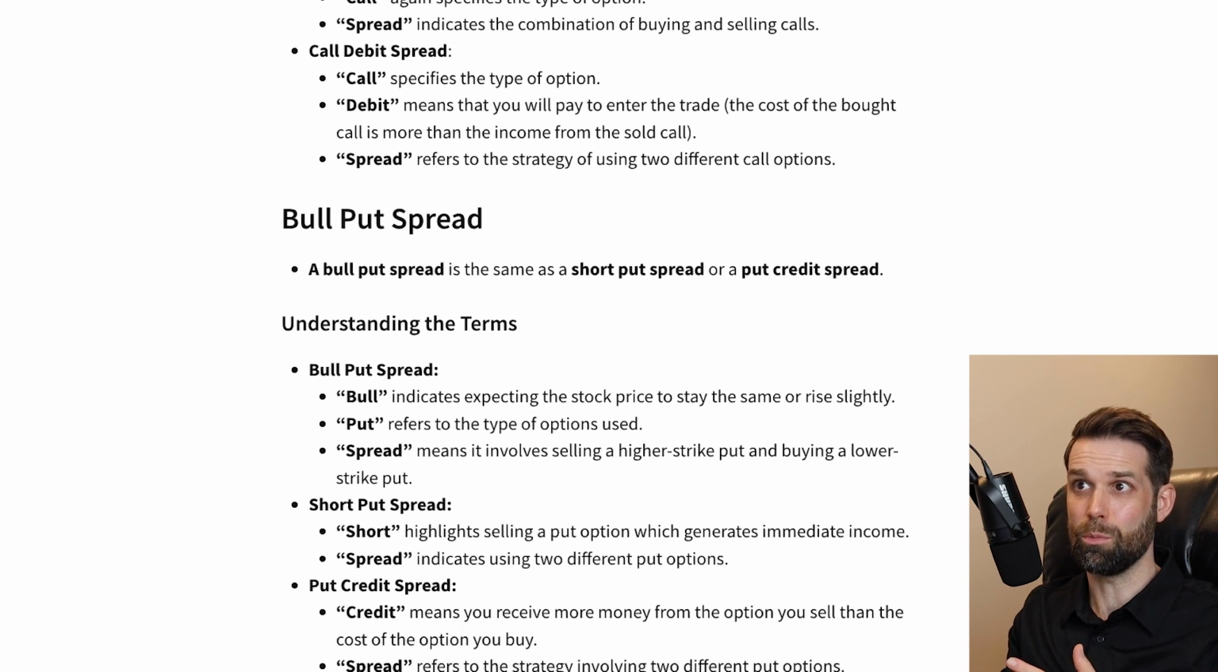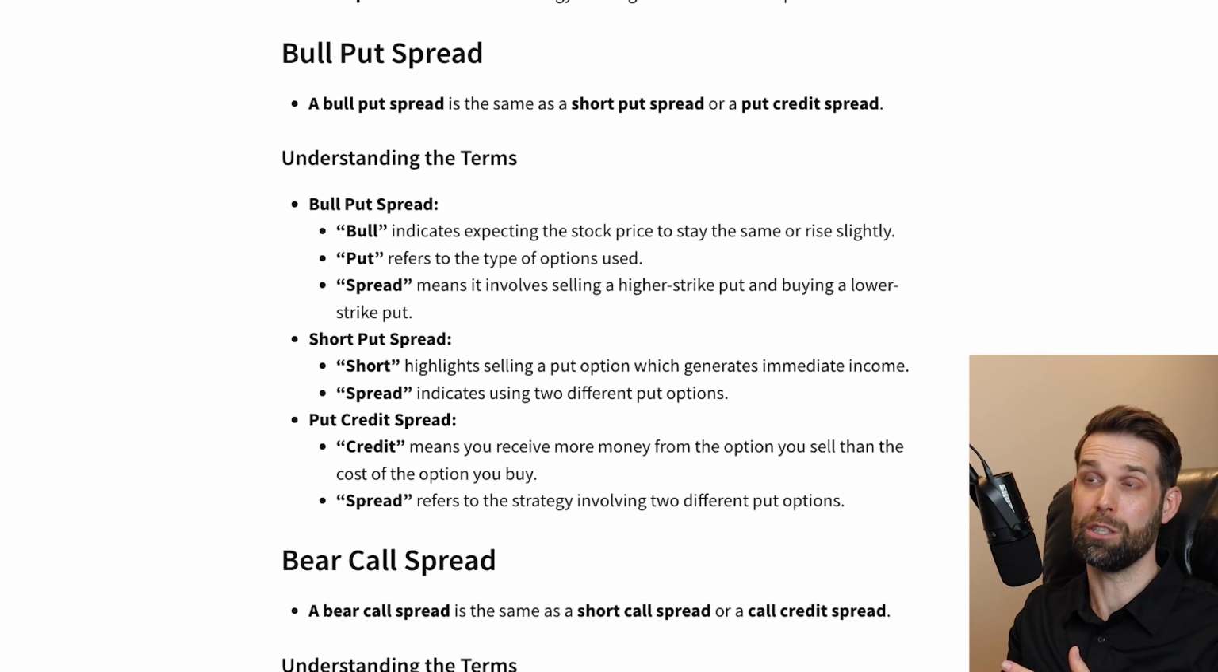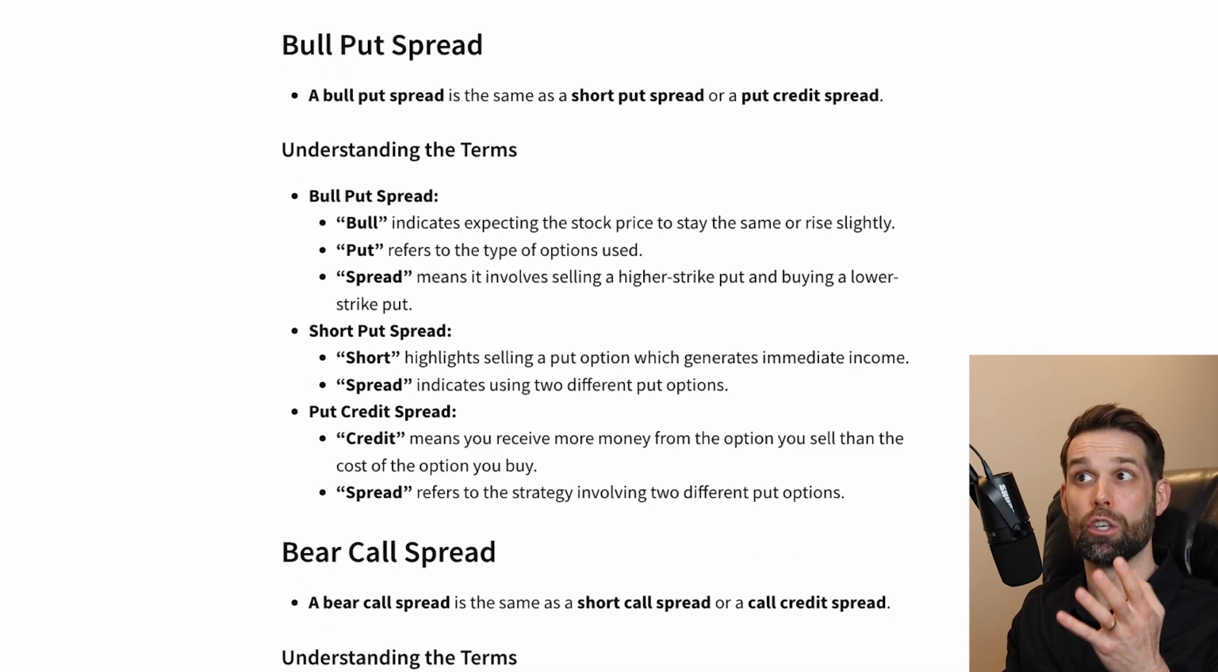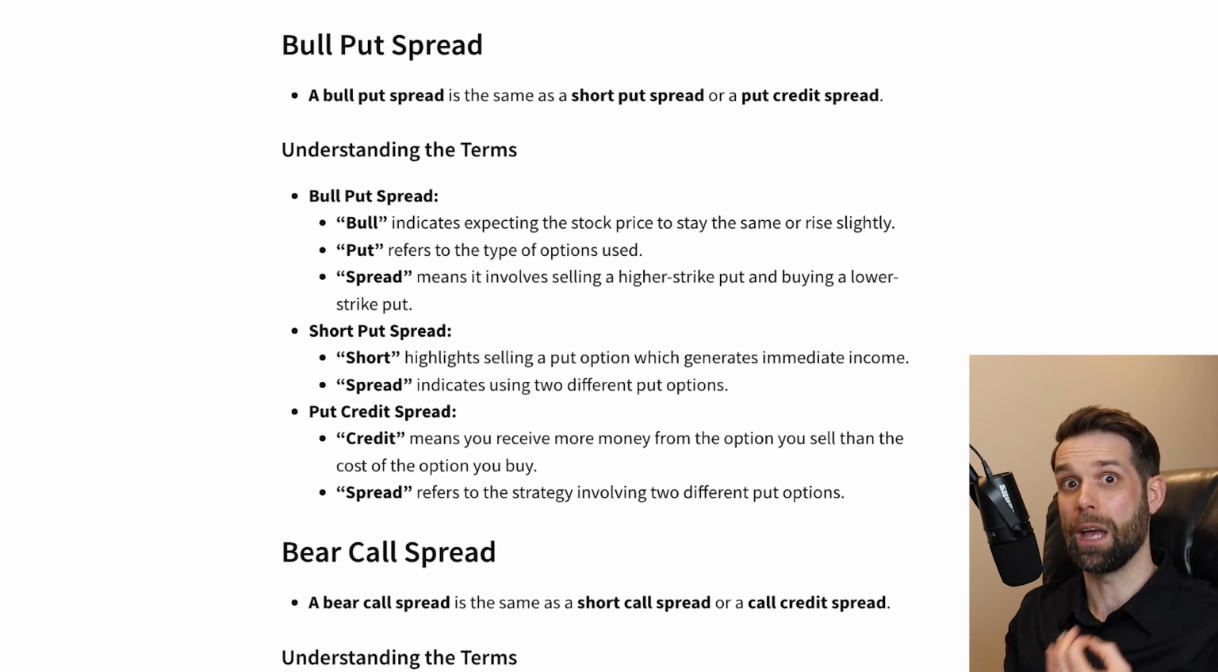A bull put spread, that's the same thing as a short put spread. So shorting when you're selling, and a put credit spread. So basically with a credit spread, in regards to your put options, you're going to be receiving more than the put option that you simultaneously buy.